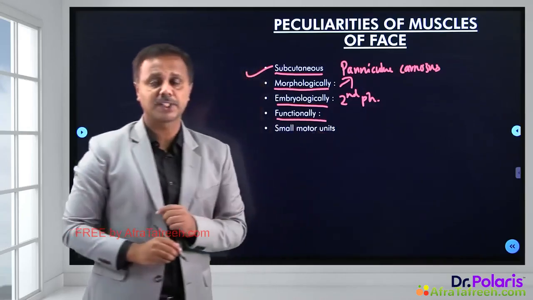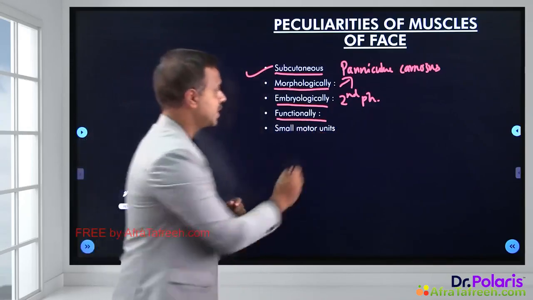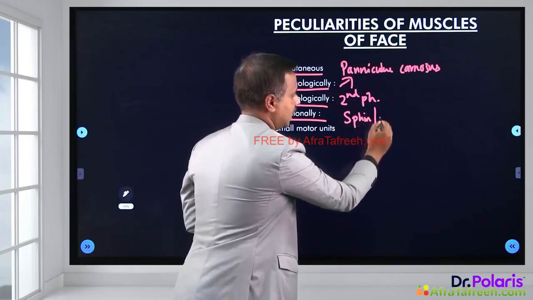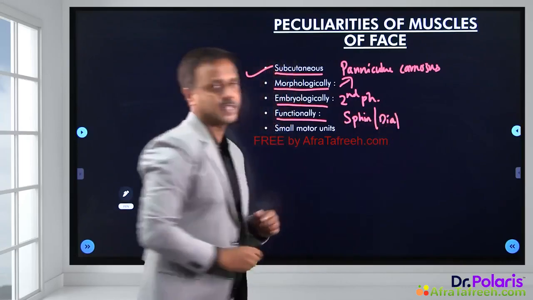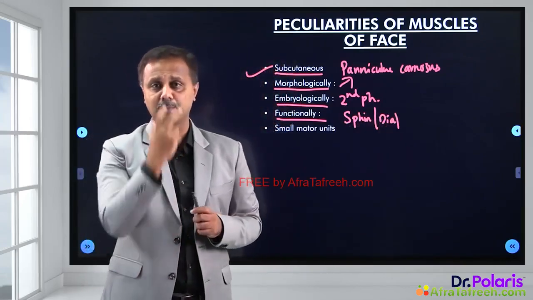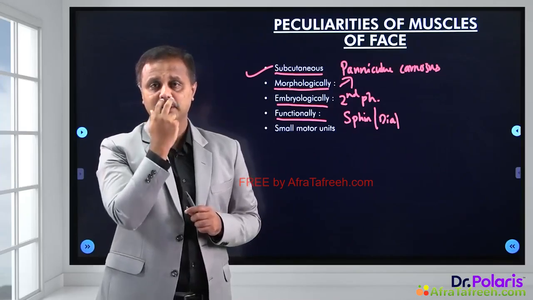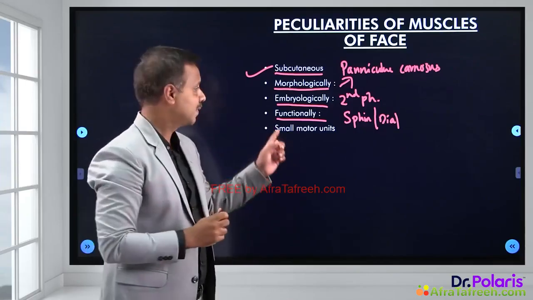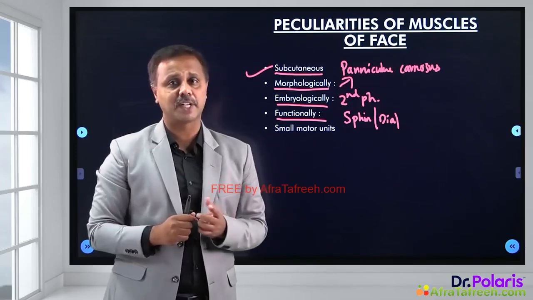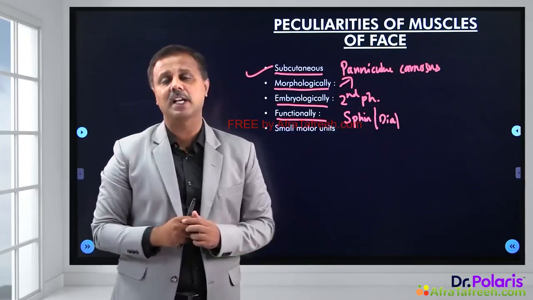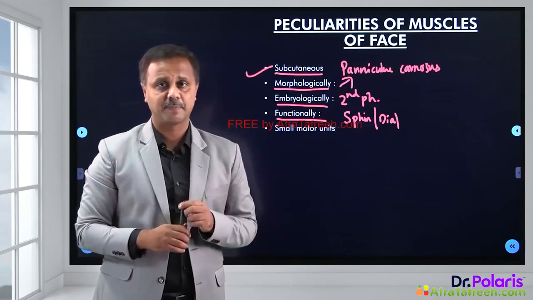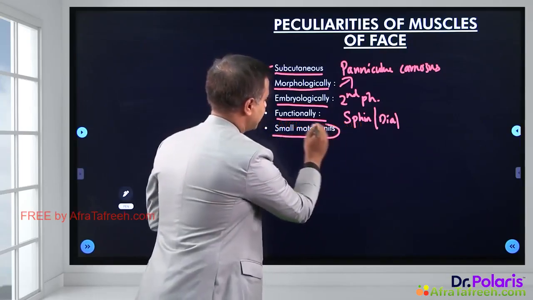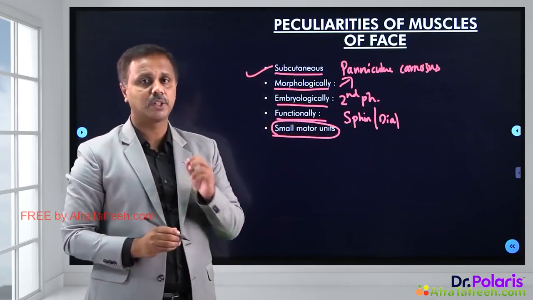Now, what about functional arrangement? All facial muscles are arranged either as sphincters or dilators around the orifices present in the face. For example, the orbit, the nostrils, and the oral cavity. And as I said earlier, the facial expressions are secondary effects of these sphincteric or dilator actions of the muscles of the face. Then, muscles of the face are peculiar in that they have something referred to as small motor units.